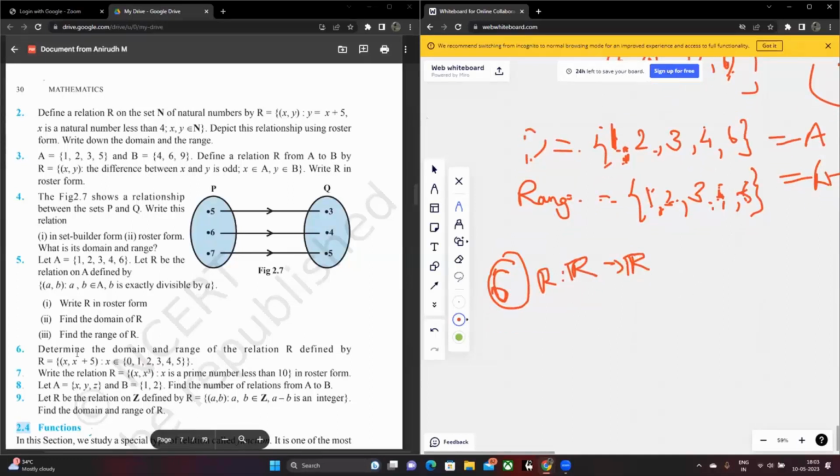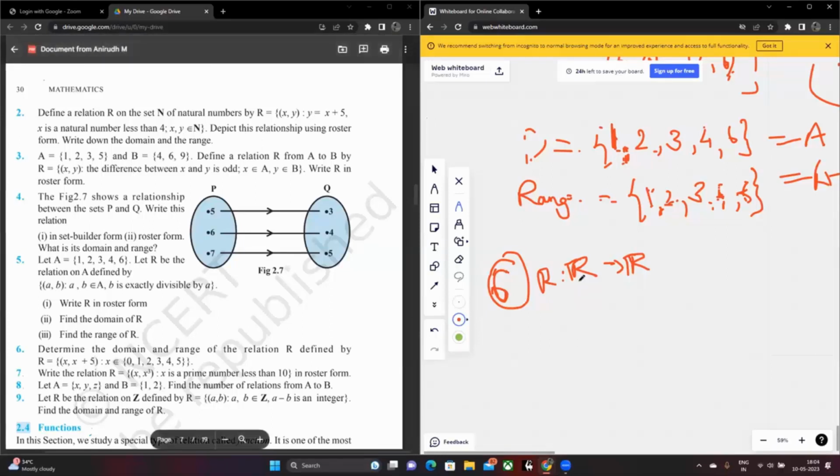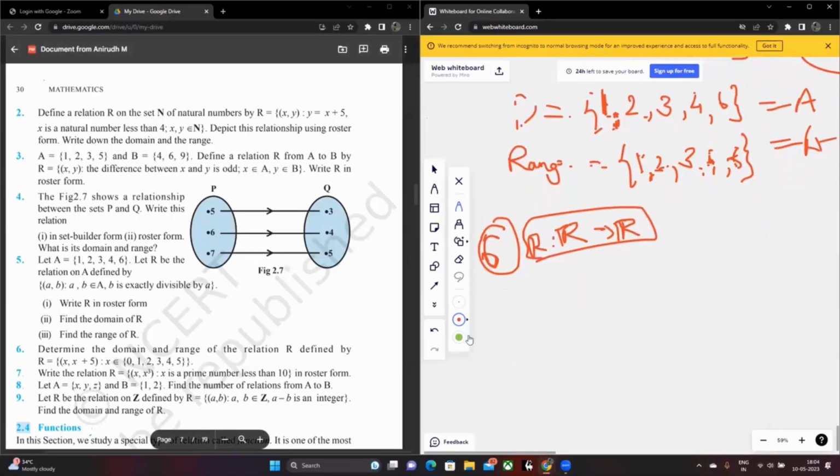You can basically assume this. That's not a problem, but you should not assume that it's a subset of real numbers, because then there may be the chance that your range does not include the whole thing. Every element in the range may not come into whatever you assume. So you have to be very careful in this, right? So you can assume that R is from real to real, and R is basically the set of (x, x plus 5), where x belongs to {0, 1, 2, 3, 4, 5}.